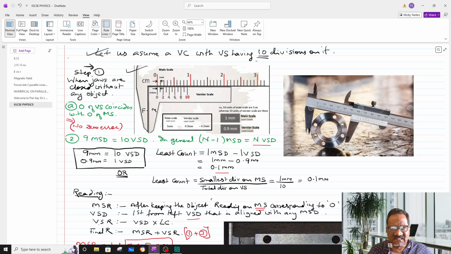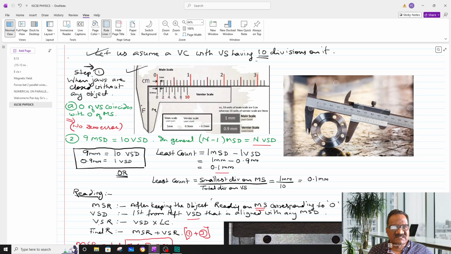Exactly touching each other, nothing in between, so no object kept. That is the first step. So step 1: when jaws are closed, this is known as the closed position of the jaw without any object. I have not taken any object in between the two jaws, and without any object I have just closed the two jaws. In that position, what can happen, that I'm telling you.